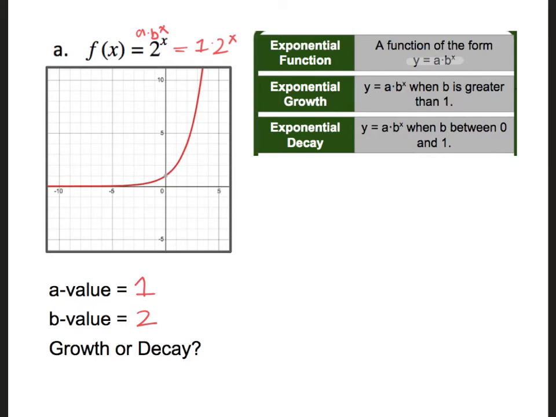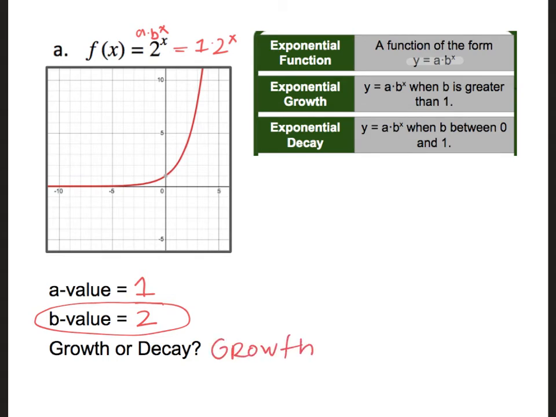Now we need to figure out if it's a growth or decay function. So remember, when you look at your b value, if that value is bigger than 1, then it's going to be growth. If that number is between 0 and 1, it's going to be decay. So in this case, we have 2, which is bigger than 1. So this one is going to be growth.